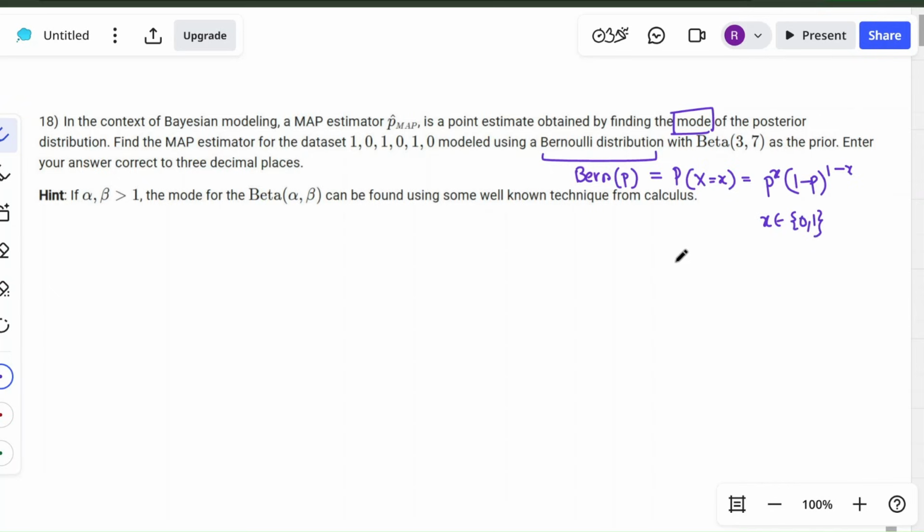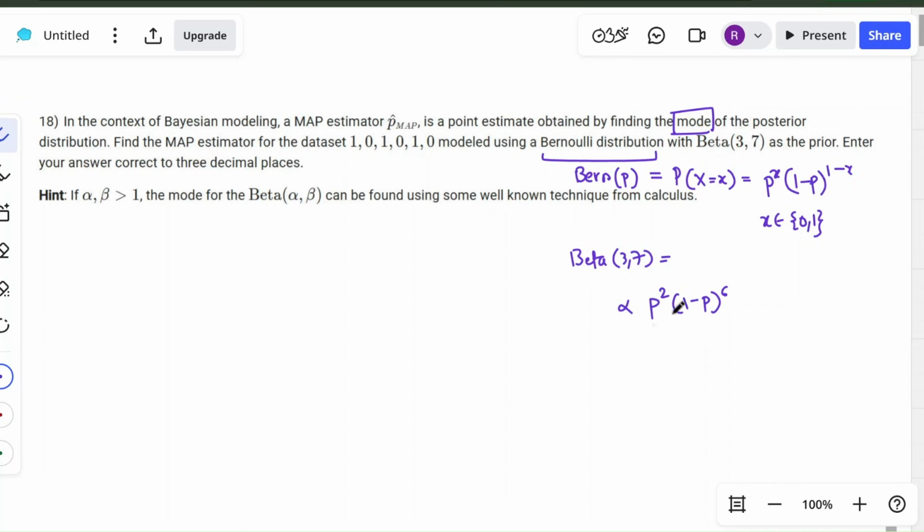That's it. And what is the prior? The prior is beta 3 comma 7. So beta 3 comma 7 is nothing but p to the power 3 minus 1, which is 2, 1 minus p to the power 7 minus 1, which is 6. So let me just write p to the power 2, 1 minus p to the power 6. Then there would be a 1 by beta normalization, so I'm just writing proportional to. I hope this part is clear for everyone.